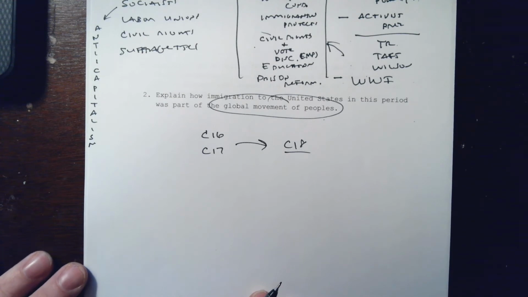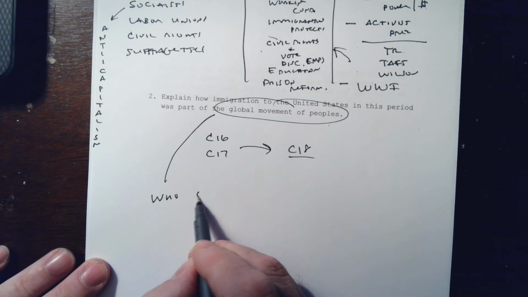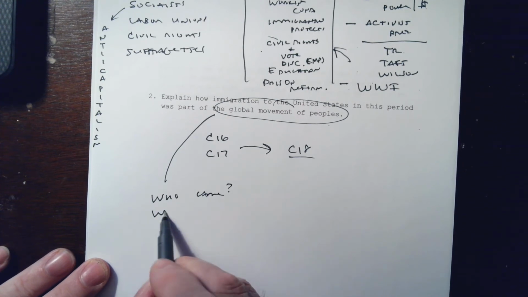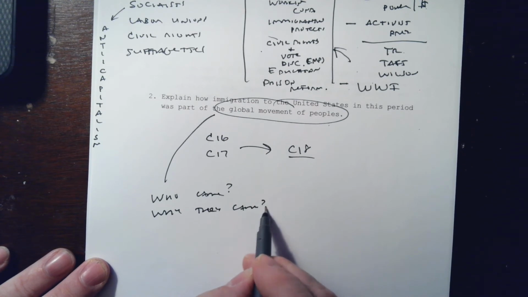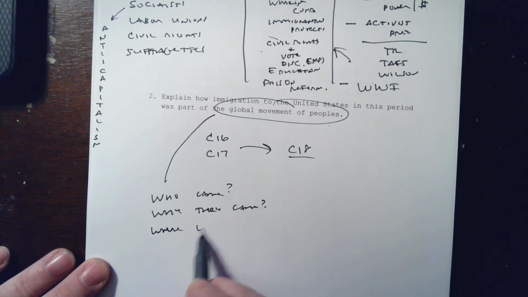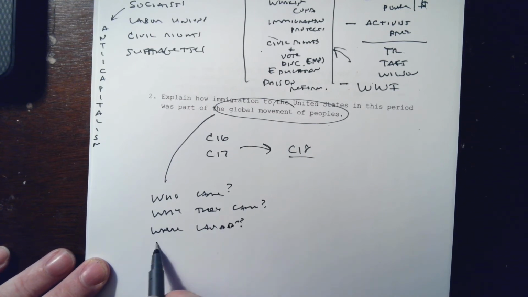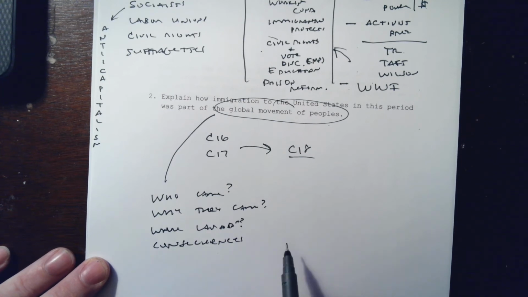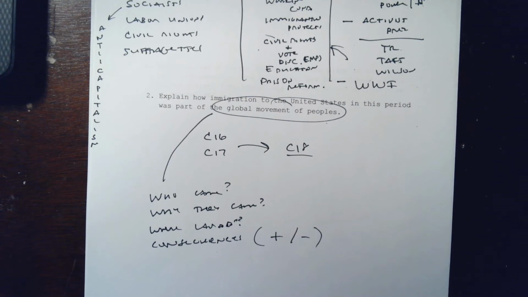And again, all you really want to talk about is who came, why they came, where they landed, and the consequences of them coming. And with this, what you're looking at is the positive and negative again.